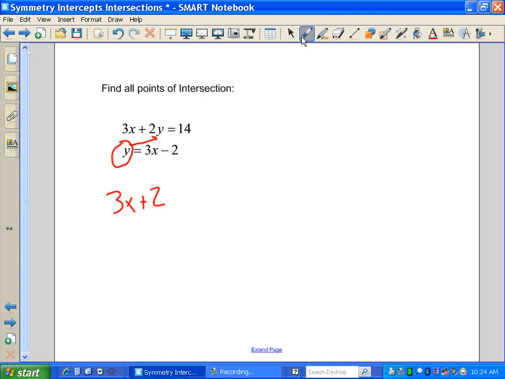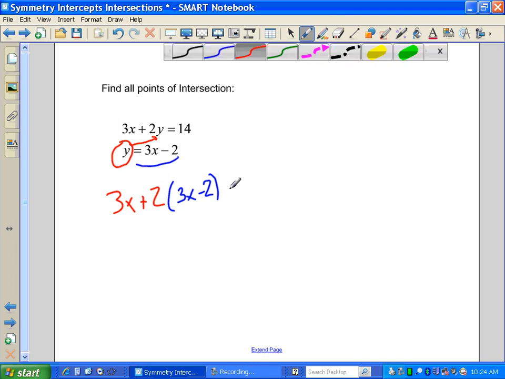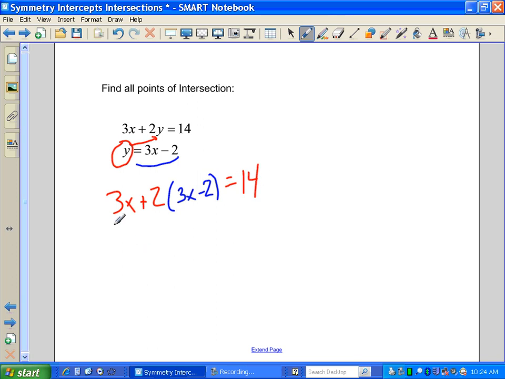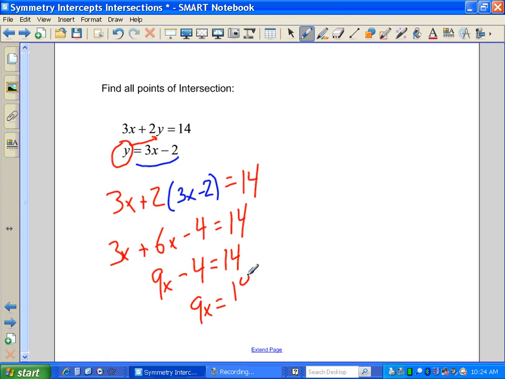Plus 3 times, let's go with that color, 2 times 3x minus 2. That's all of this part here. Back to red, because that's what I started with, equals 14. So 3x plus twice 3x is 6x, twice 2 is negative 4, equals 14. Combining like terms, 9x minus 4 equals 14, 9x equals 18, x equals 2. Slow yourself down if I'm going too fast for you. X equals 2. And we just got to figure out what y is.